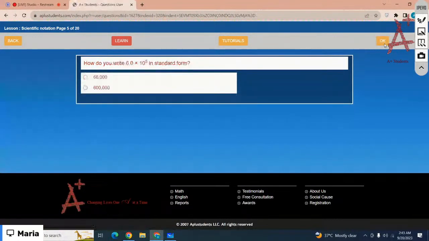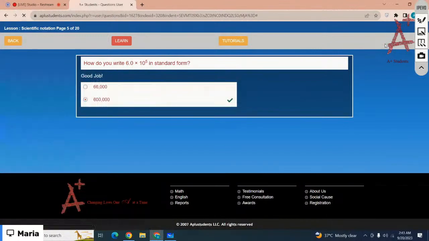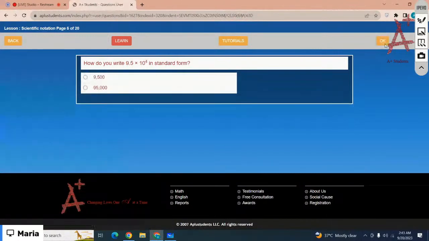How do you write 6.0 times 10 exponent 5? So which is the correct option? That would be the second option. How do you write 9.5 times 10 exponent 4 in standard form? That would be the second option, right?